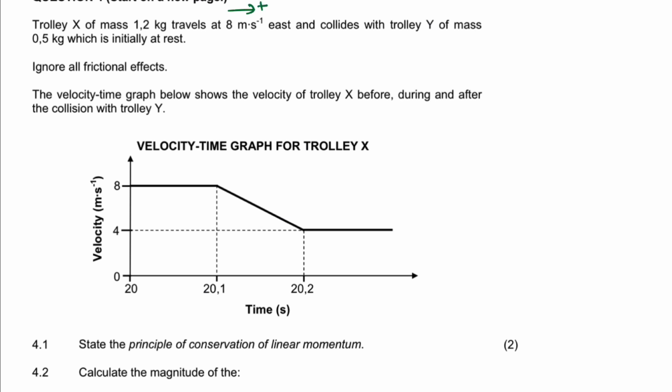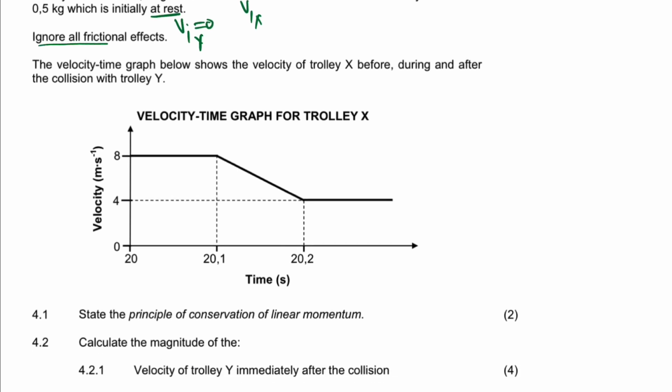So we choose east as positive, and now this velocity of trolley X is the initial velocity of trolley X, and this is the initial velocity of trolley Y, which is at rest. It's 0. The initial velocity for trolley X is 8.